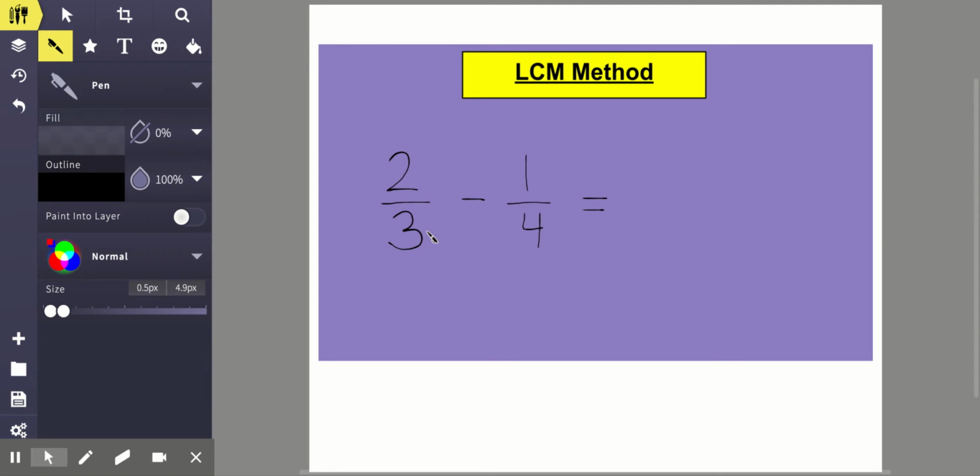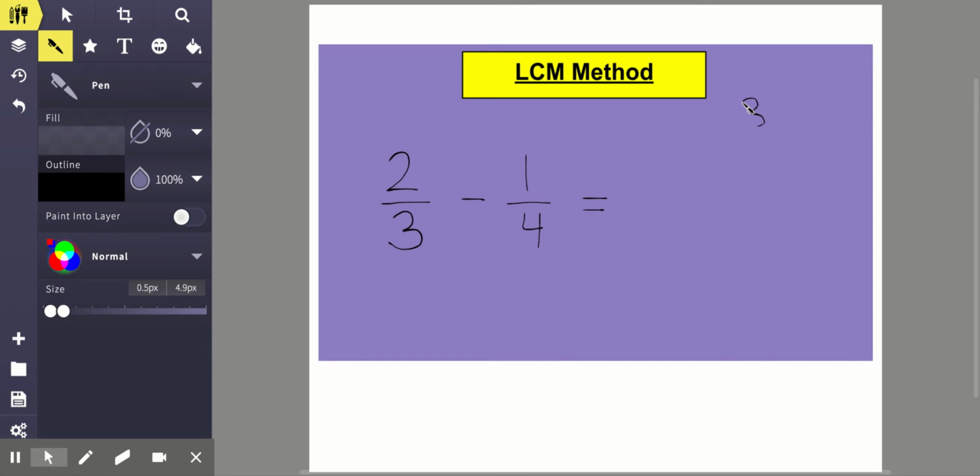So remember, when we have fractions with unlike denominators, here we have a 3 on the bottom and a 4, we want to find what's called the common denominator. We want to make this bottom number the same so that we can subtract the top. So the LCM method, we are going to write out the multiples of 3 and the multiples of 4. And what you're trying to do is find the least common multiple, so the one they have in common, but the lowest one. So I'm going to write this out.